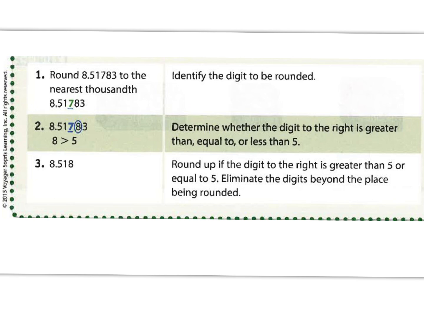Then it says you're going to identify the digit to be rounded. So we're going to round this number to the nearest thousandth. So here's the 7, that's in the thousandths place. Determine whether the digit to the right is greater than, equal to, or less than 5. Well, 8 is greater than 5. So then it says round up if the digit to the right is greater than 5 or equal to 5, and then eliminate the digits beyond the place being rounded. So this would be 8 and 518 thousandths, because the number to the right of that 7 is an 8, so the 7 rounds up to an 8, so 8.518.